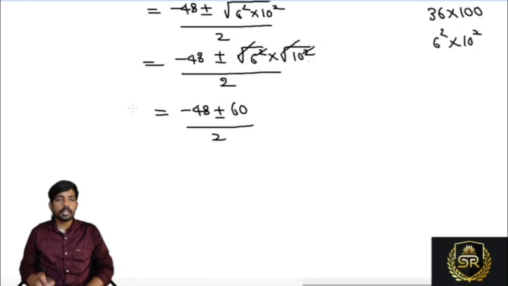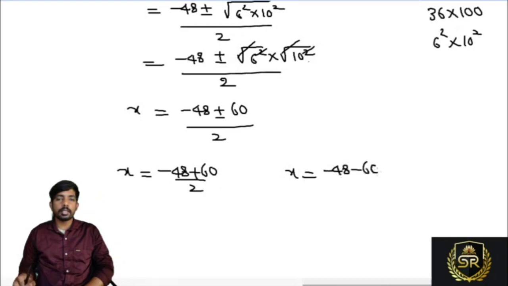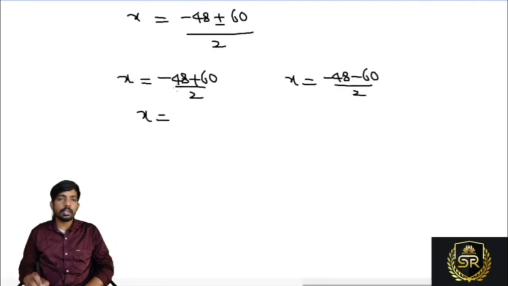Therefore we have two values, plus and minus. First consider plus: minus 48 plus 60 by 2, and next consider negative: minus 48 minus 60 by 2. So minus 48 plus 60 is 12, so x is equal to 12 by 2, and x is equal to minus 108 by 2. So here the negative value doesn't exist, right?